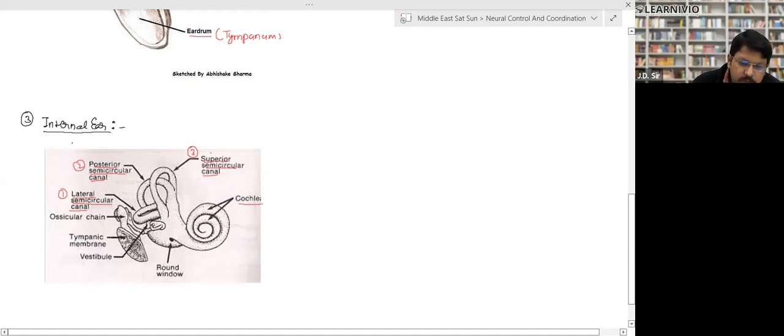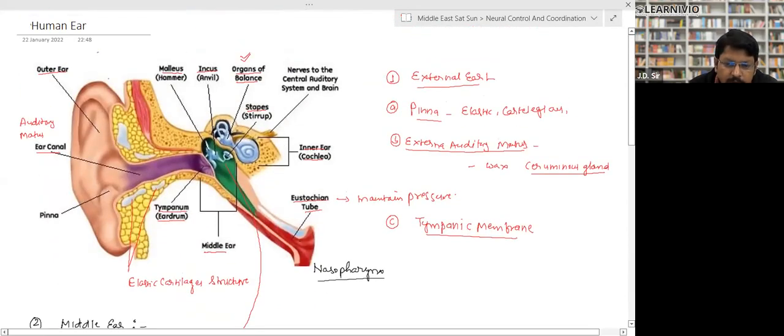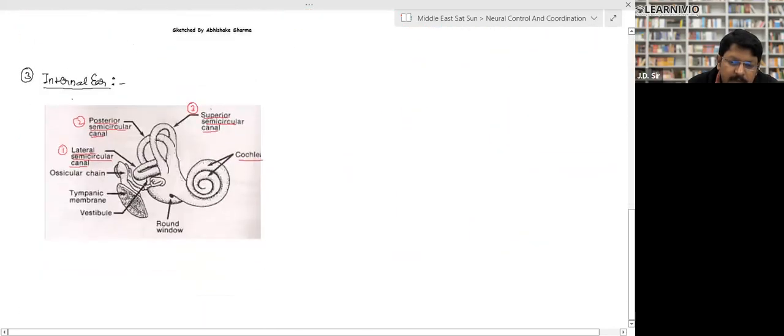This complete structure keeps on floating in a fluid-like cavity. Look, this structure keeps on floating in a fluid-like structure, right? This part is basically where the semicircular canals are present. This part is called the organ of balance because this part is responsible for maintaining the balance. So this part makes the organ of balance.